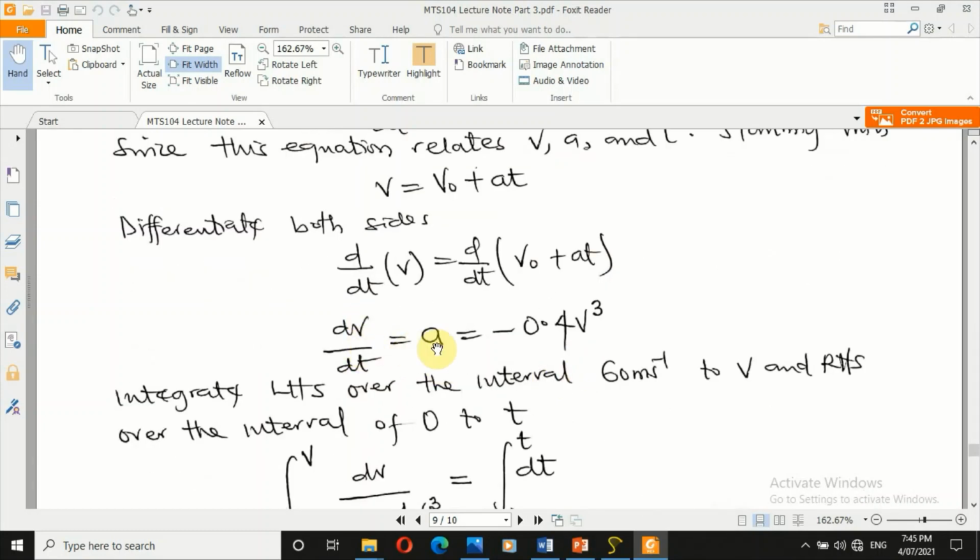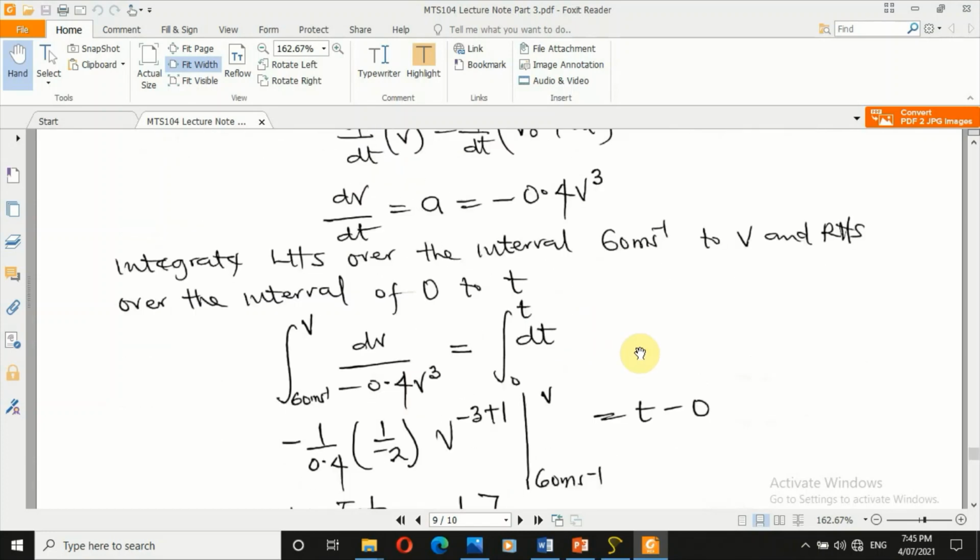So the dV/dt is now A, which is minus 0.4 V cubed. Now let's consider the two expressions. So we are considering this and this. So what's next? The V will stand here, the t will come here, this one will come here. We are trying to separate the variables.